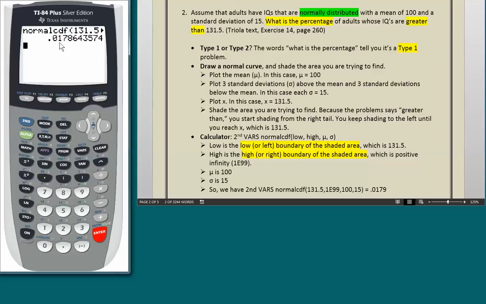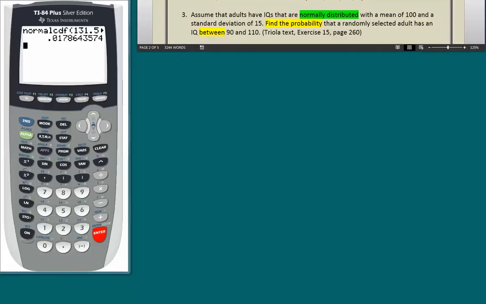There you are, 0.01786, which we have rounded here to 0.0179. So that's the answer. The probability or the percentage of adults whose IQs are greater than 131.5 is 0.0179. This one's a little bit different, but starts out the same.